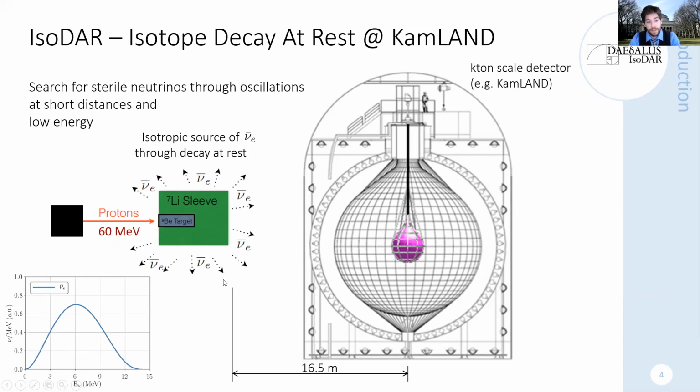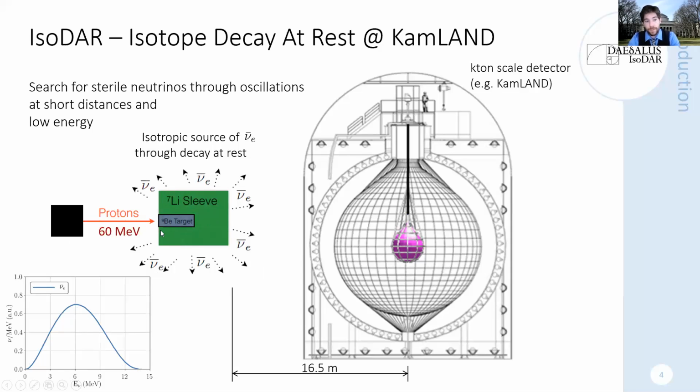Short distance in this case means that from the neutrino source to the detector, there's about 16 meters distance. And the neutrino energy, as you can see here in this plot, peaks at about 6 MeV. The way that the neutrinos are produced is by shooting a very intense proton beam at 60 MeV into a beryllium target where neutrons are created. These neutrons then capture on a surrounding very pure lithium-7 sleeve.